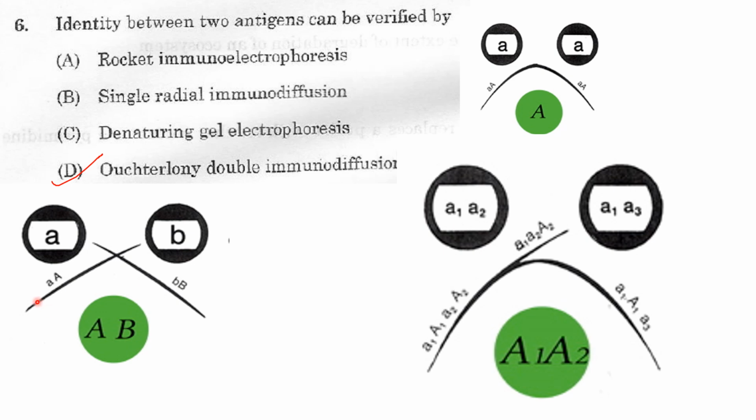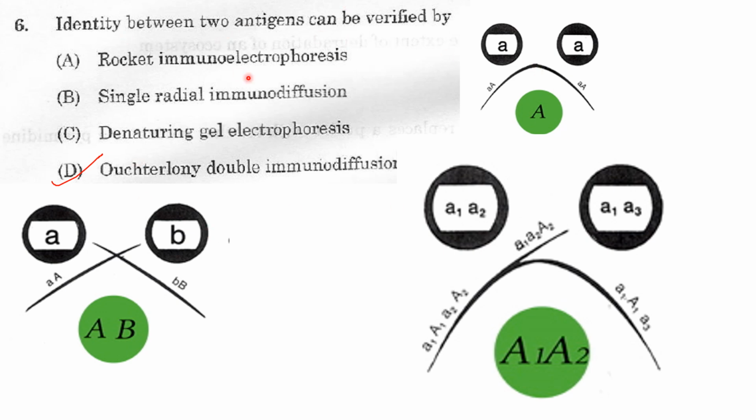And the antibody will form an independent precipitation line for both the antigens, and the two lines will cross each other. That is Ouchterlony double immunodiffusion. So with Ouchterlony double immunodiffusion, you can identify two antigens.